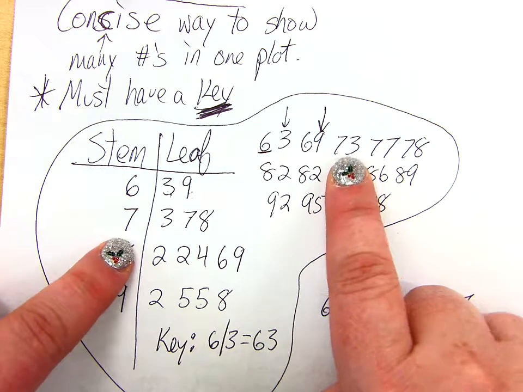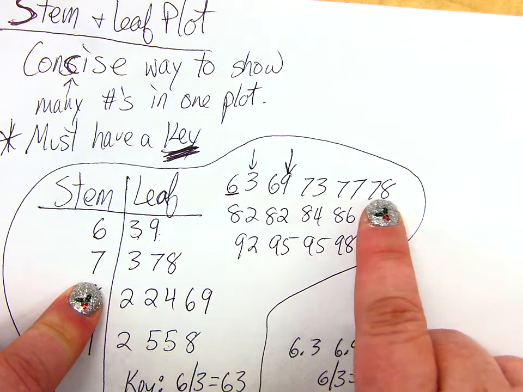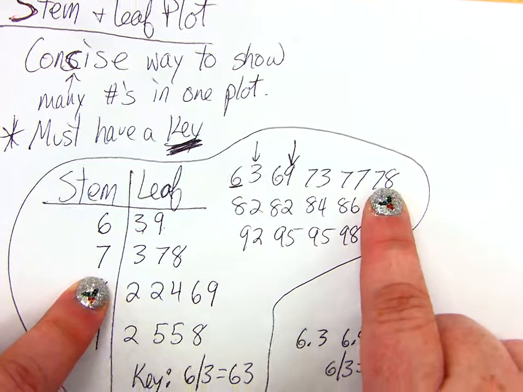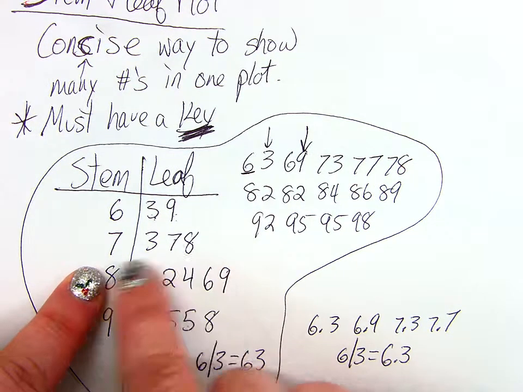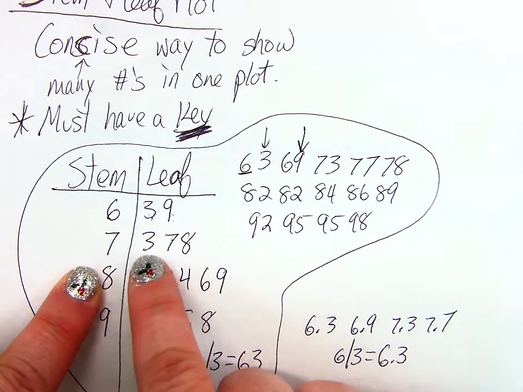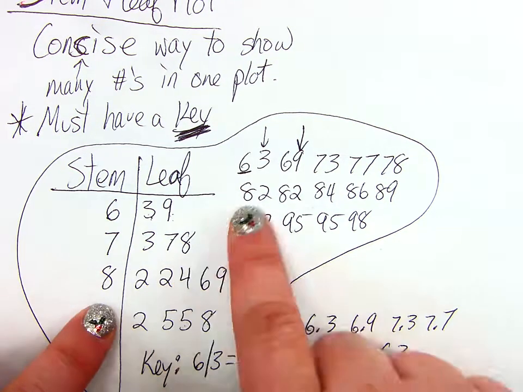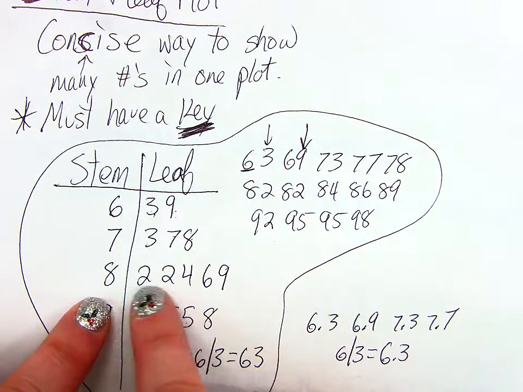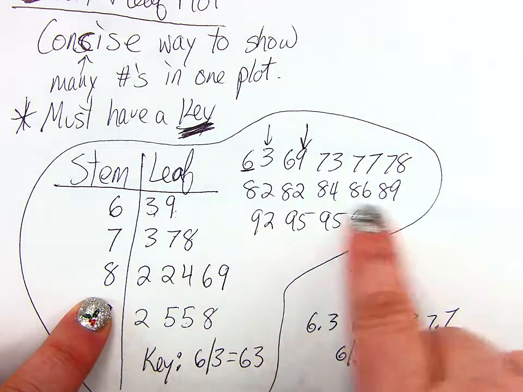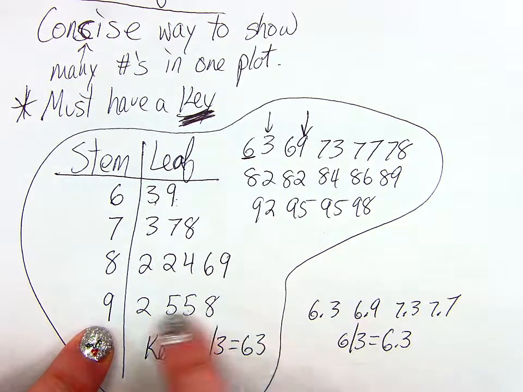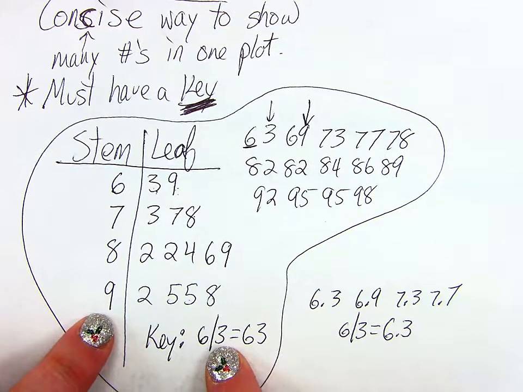So same thing with the 70s. I had 73, 77, 78. They all had the same stem. So then in the graph, they just look like 7 with the stem, and then the leaves 3, 7, 8. 80 is the same thing. There's 2 8s, so you need 2 2s. And then you just fill it all out. And then the 90 is the same thing. The key shows you how to go back the other way.